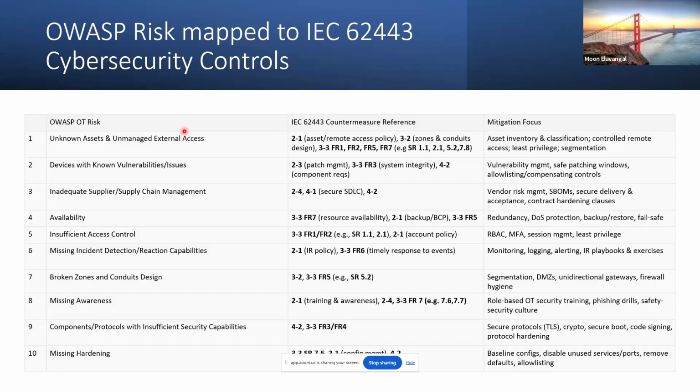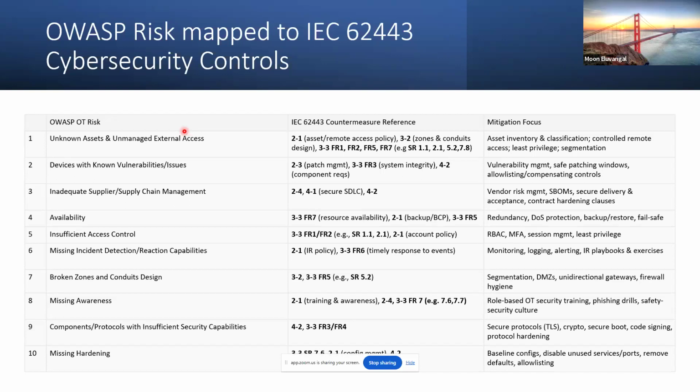Okay, so like that we assign the target SL to every different zone in the plant. So that is how the 62443 risk assessment is done. And then when it comes to the mitigation part, we see what the controls are that can be used to increase or improve the current cybersecurity posture for that particular zone. So that is how 62443 defines or practices the implementation of cybersecurity controls.